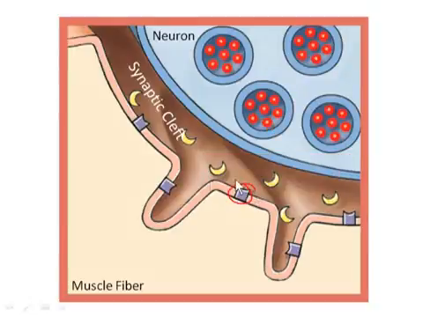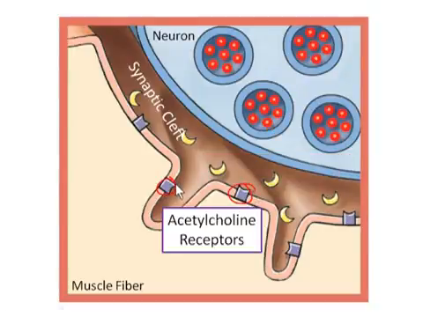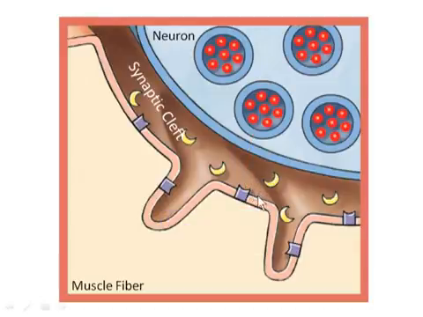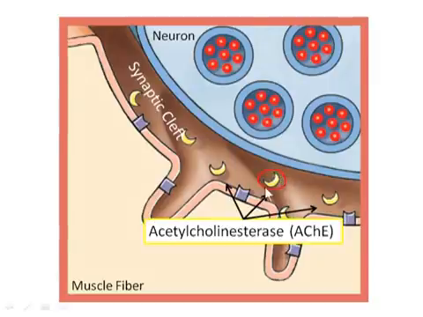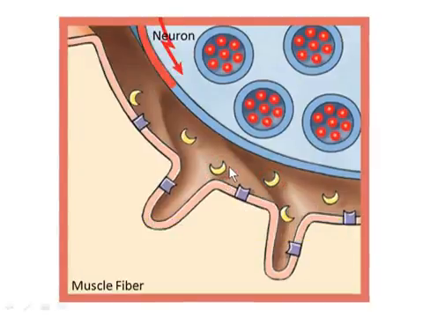Embedded within the motor end plate are acetylcholine receptors. These proteins bind to or receive acetylcholine when acetylcholine is present in the synaptic cleft. Within the synaptic cleft is an enzyme called acetylcholinesterase, abbreviated AChE. This enzyme is always present within the cleft and breaks down acetylcholine that is released from the vesicles into the synaptic cleft. When a neuron is stimulated, an electrical impulse called an action potential arrives at the synaptic terminal.